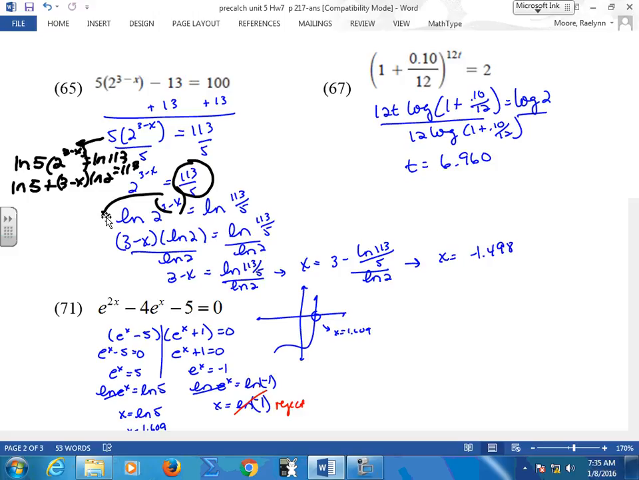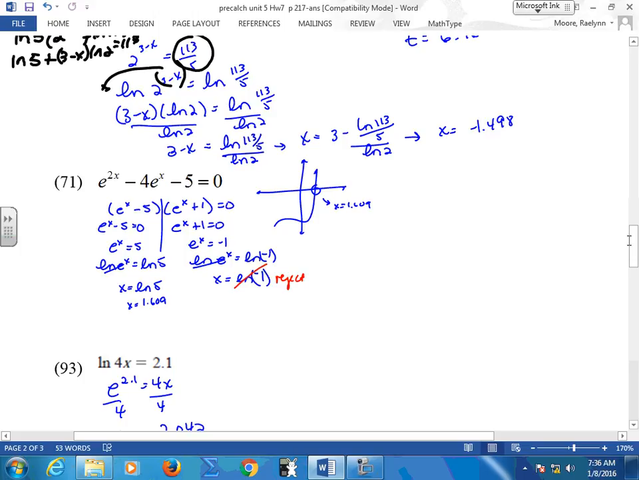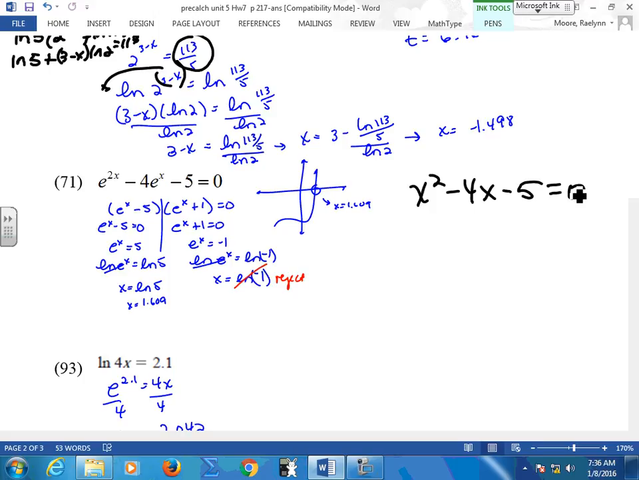Okay, so 71. Let's take a look at 71. This is confusing. Okay, but what if I gave you this? How would you factor this quadratic? Anybody? How'd you get the x? How did you know it was x?